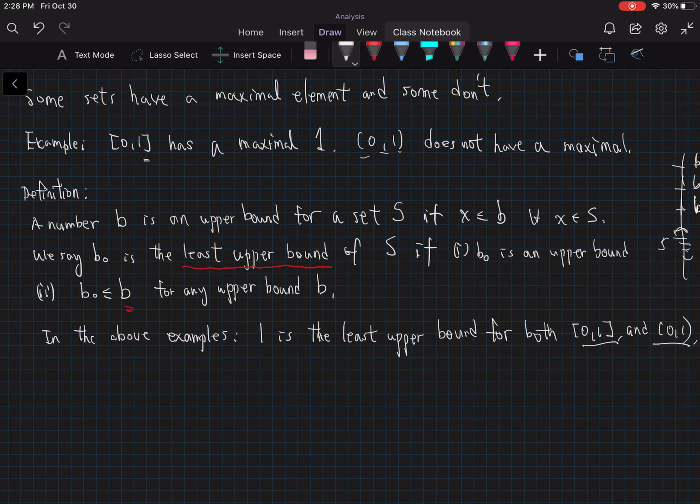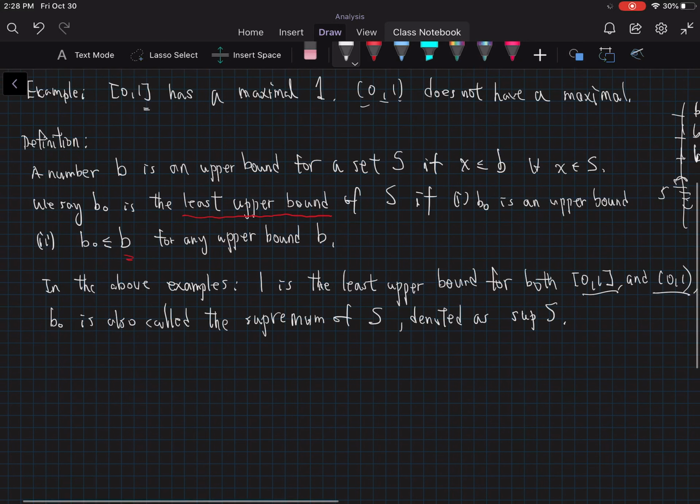So there's another name for B null that sounds a little bit cooler. I don't know about you, but I thought it was pretty cool. It is also called the supremum of the set S, denoted as sup S. S-U-P S, sup S, meaning just the least upper bound.